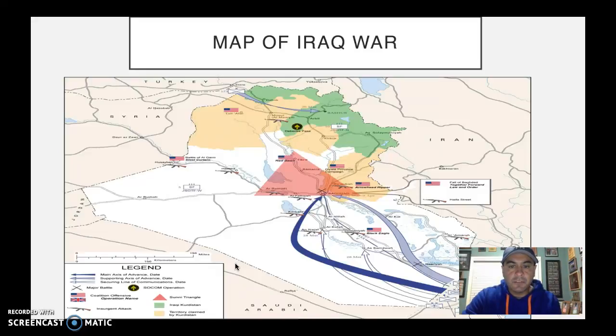As you can see, the battles of Najif, Fallujah, Ramadi, all were basically important battles within the war. As you can see, the legend talks about the main axis of advance with those dates, the coalition forces and the operation names like Operation Red Dawn, Steel Curtain, Arrowhead Ripper. These are all campaigns within the war.